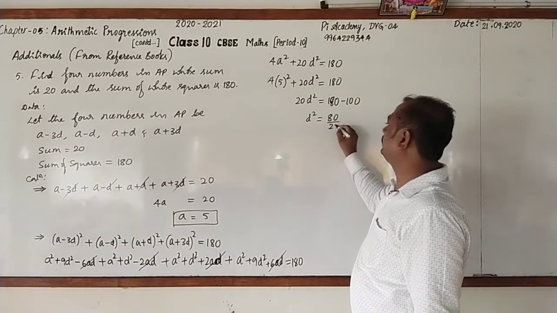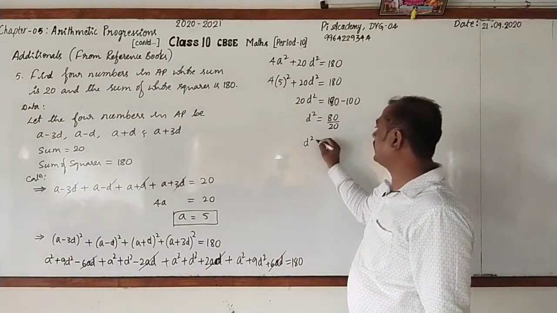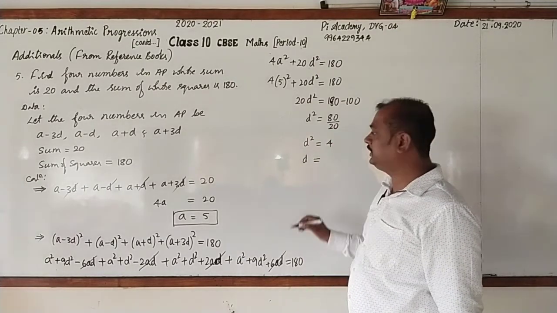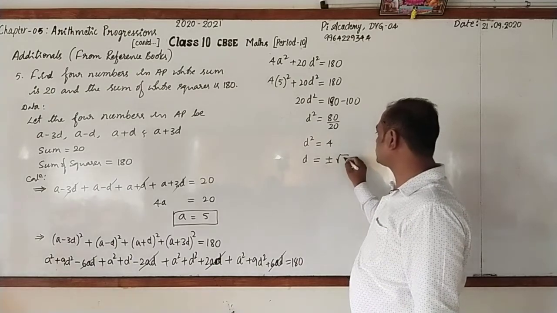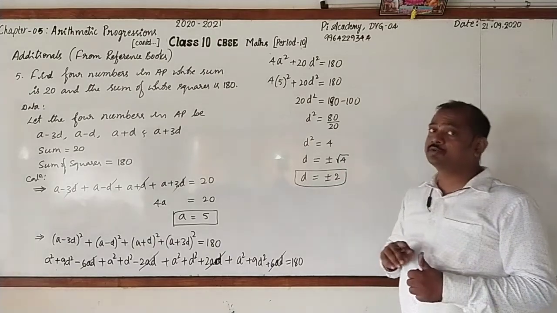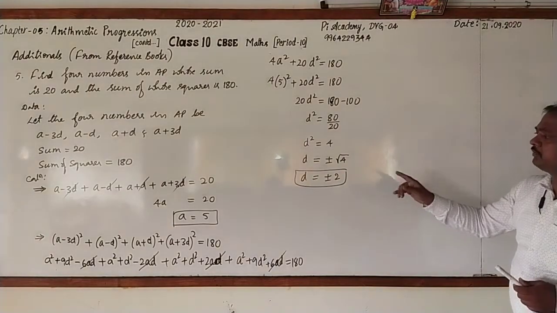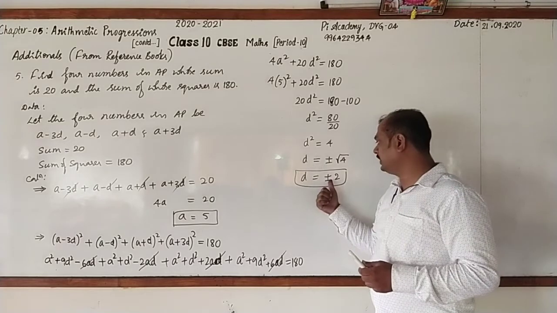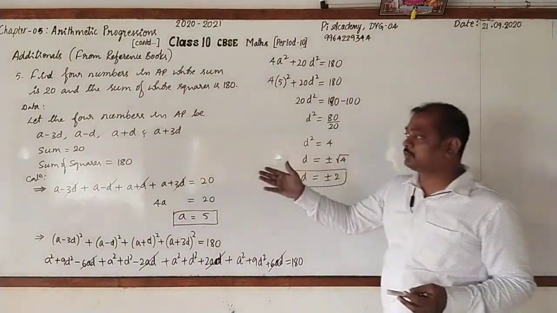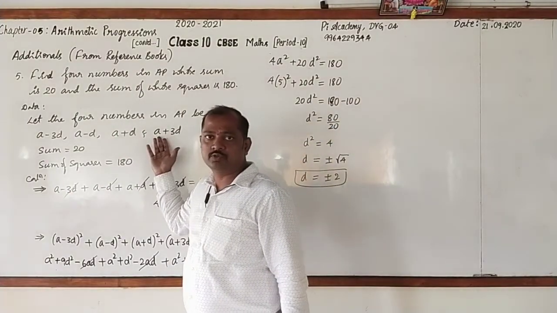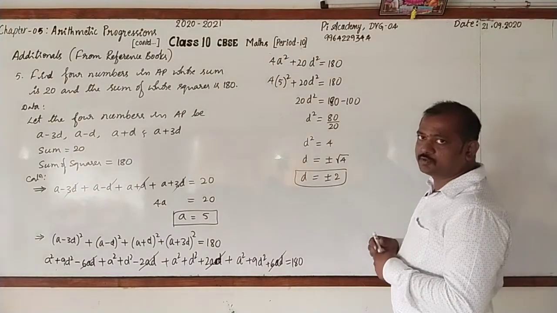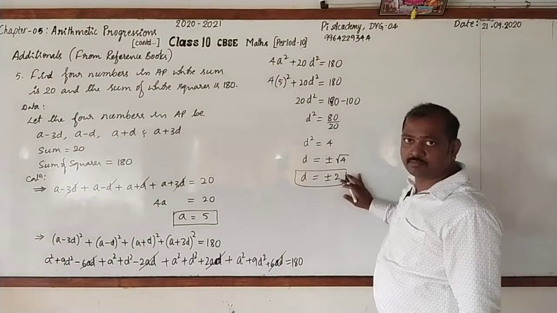Then divide by 20, hope that is understood. D square is equal to 4. We want D. D is equal to plus or minus square root of 4. D is equal to plus or minus 2. Dear students, here we got the value of D in two different ways: one is plus 2 and another one is minus 2. Hence, the 4 terms we are going to take are also available in two ways. So, let us go for finding the terms. It depends on the value of D.